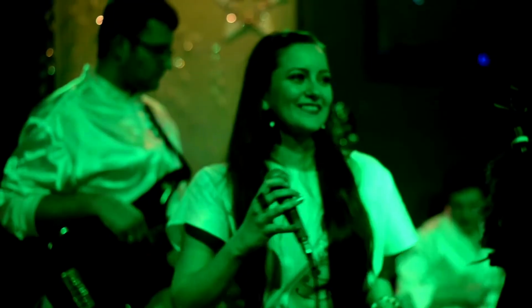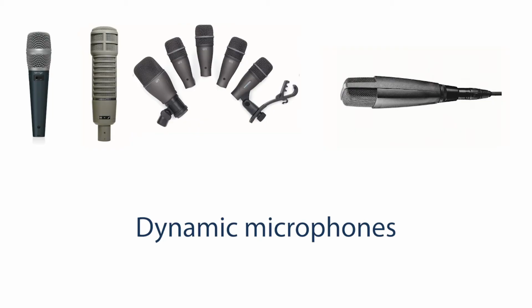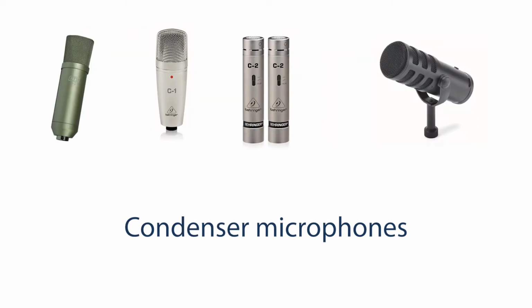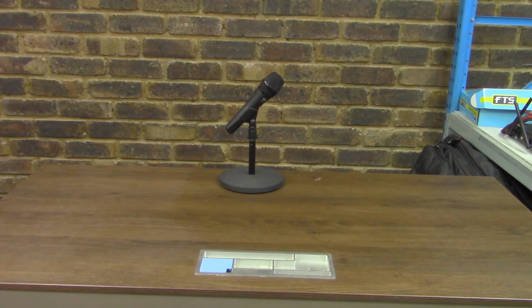Let's have a look at the types of microphones. For this particular video, we'll mainly be focusing on dynamic and condenser microphones. Dynamic microphones use a diaphragm, a voice coil, and a magnet to pick up and convert sound waves into an electrical signal, whereas condenser microphones use an electrically charged diaphragm which is caused by vibrating sound waves.